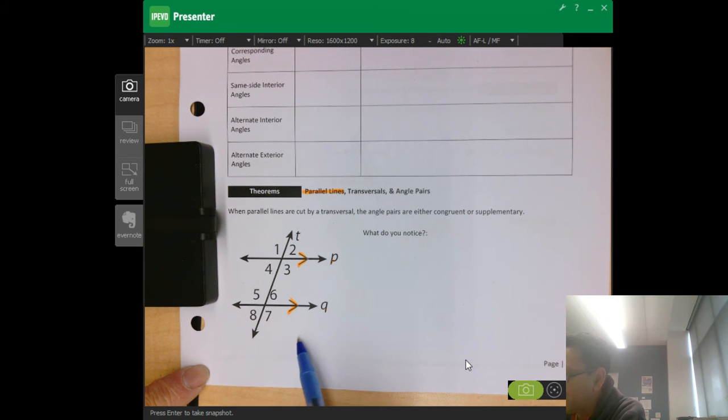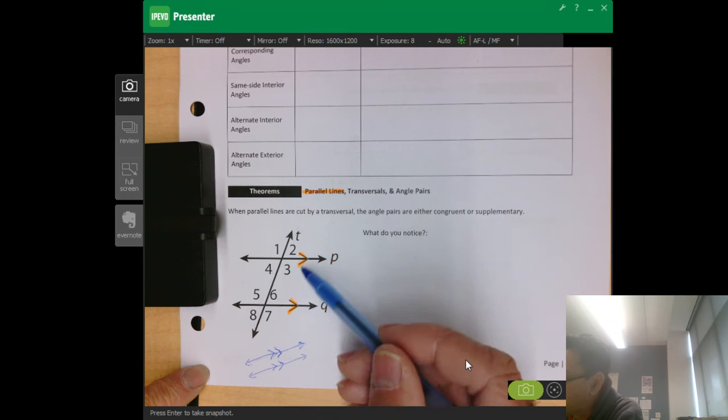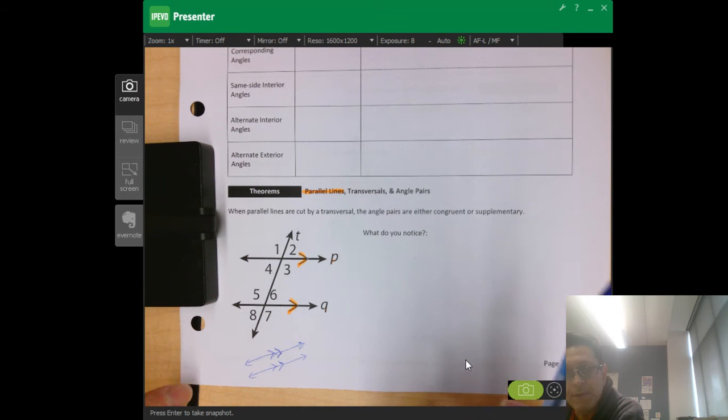If we had another set of parallel lines that we wanted to keep separate from this, we could use two arrows, for instance. So something like that and this. So that way we know that these two lines are parallel to each other, but they're not parallel to these. So that's one way you can keep track of it.